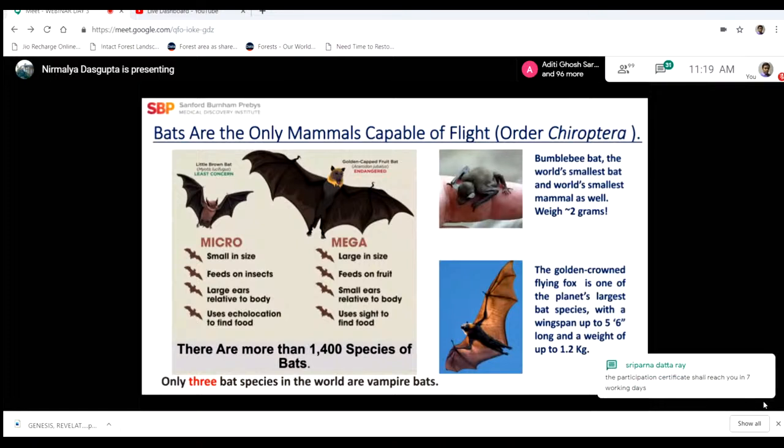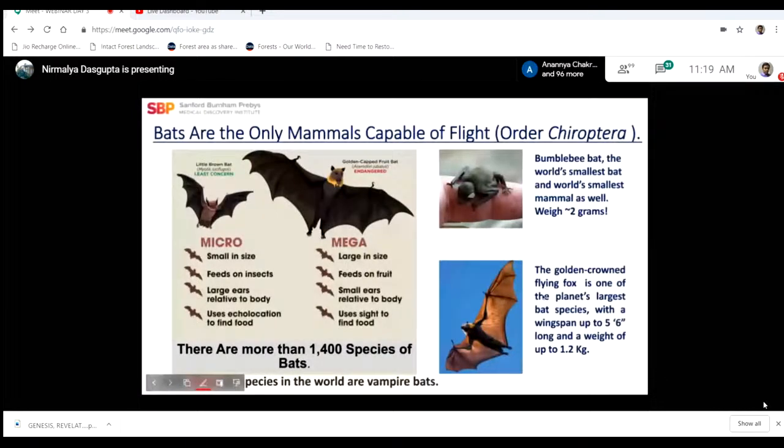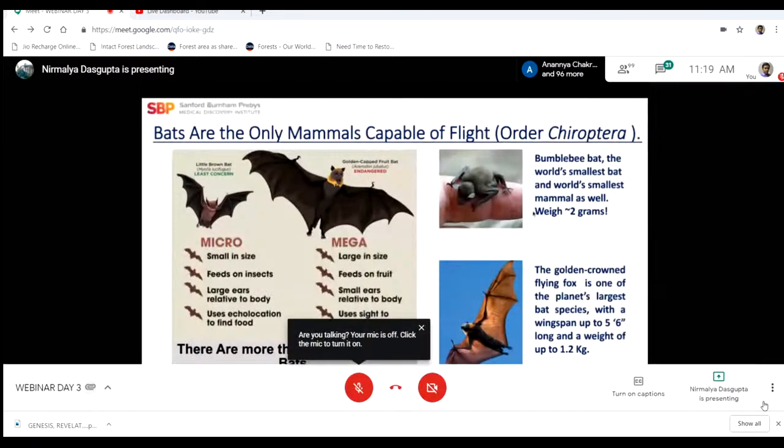Among these 1400 species, the size varies very much, from the smallest mammal and smallest bat, the bumblebee bat, which weighs only 2 grams, to the golden-crowned flying fox, which is the largest bat species, weighing up to 1.2 kilograms. So there are different sizes.